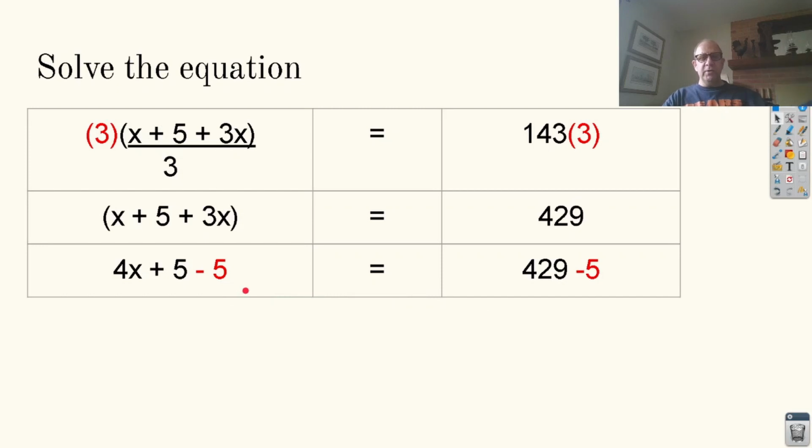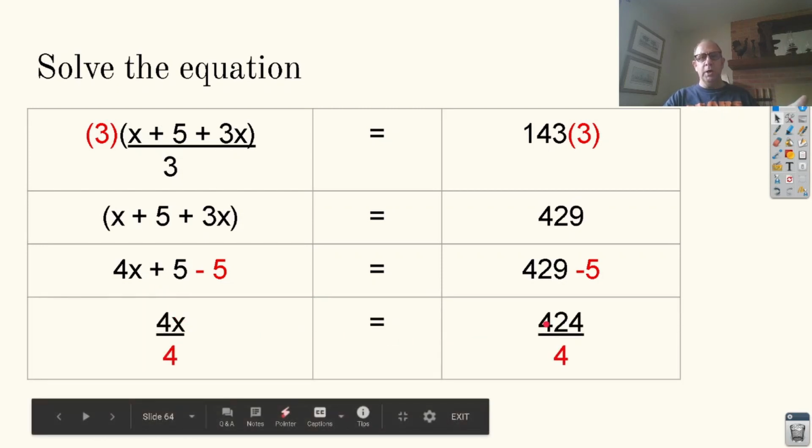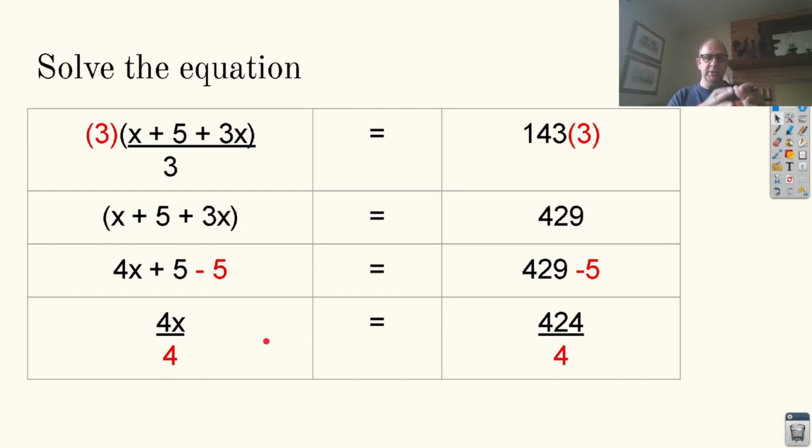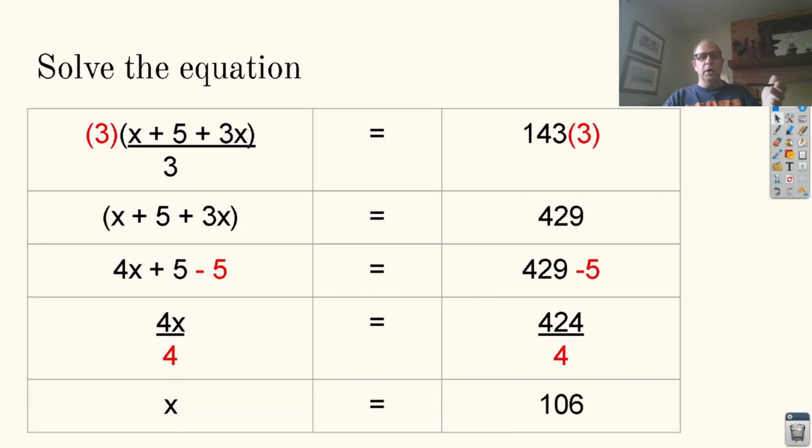5 minus 5 is 0, so now I'm left with 4x. 429 minus 5 is 424. Now I have 4 x's equals 424. If I split those into 4 equal places, the division property of equality, if I divide it into 4 spots over here, then I divide it into 4 groups over here, and I'm just going to keep one group. So one of the x's equals 106.